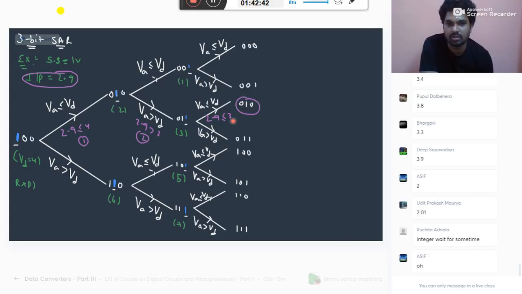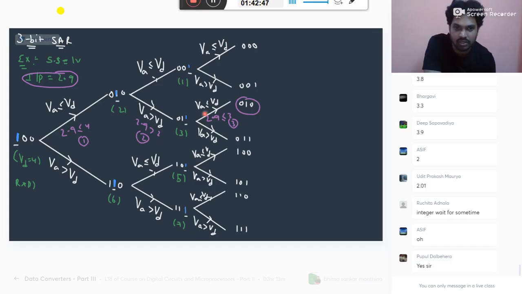So whatever may be the input, it will follow 3 steps and give you the answer. You may think, sir, the answer was got here itself. Even though it got it, it will complete all the conditions. Finally, it will give the answer.